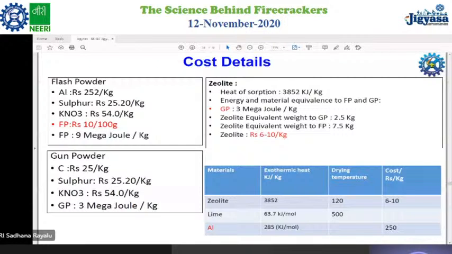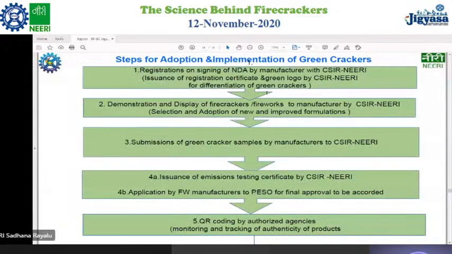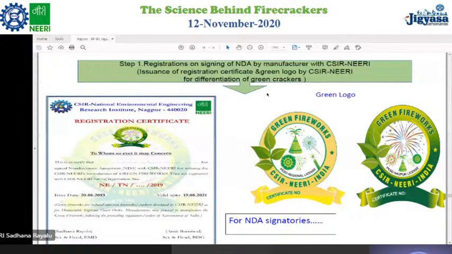So these are the different steps which are being implemented for green crackers, and it is available at our site. Please go through the site, and if you have any questions, please let us know. This is our site which gives you the tab with all the details related to green crackers, the formulations which have been put into use. This is the kind of certificate which we are giving to the firework manufacturers who have taken the formulations from us. They are registered with us. This is the kind of green logo which you should try to search and find out if they have put it into use. Then only they can say that it is the green cracker.